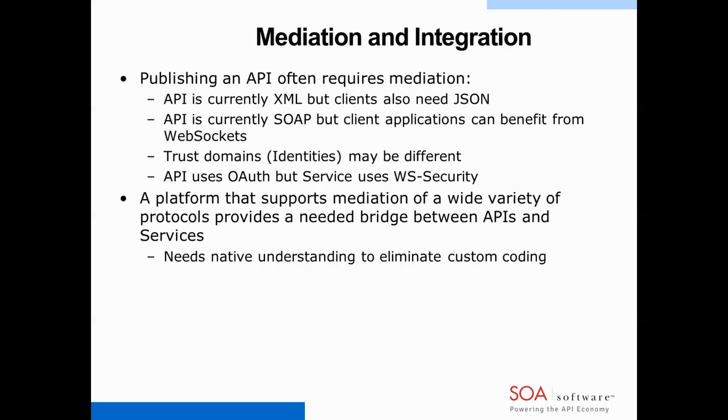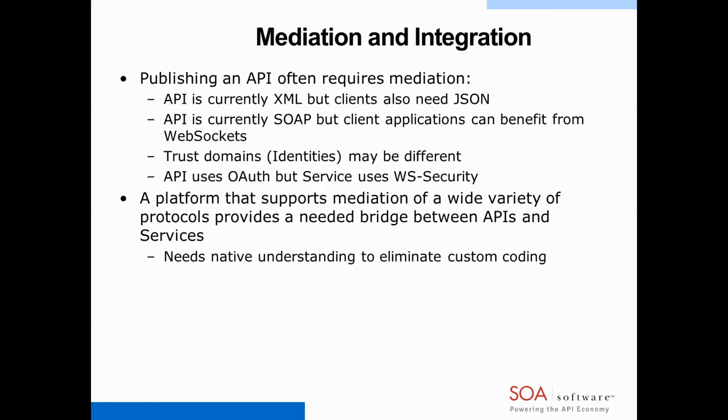The other thing that you see a lot of, independent of the type of API, is mediation and integration. Publishing an API often requires mediation. Your backend API is currently XML, but clients also need JSON. The API is SOAP, but client applications need WebSockets. You have different trust domains, identities or security systems between the front-end API that you're exposing outside of your organization and your back-end application systems. Your API might use OAuth, but your back-end systems or services or APIs might be using WS-Security. So mediation is an integral part of the API platform that you're going to be putting together.